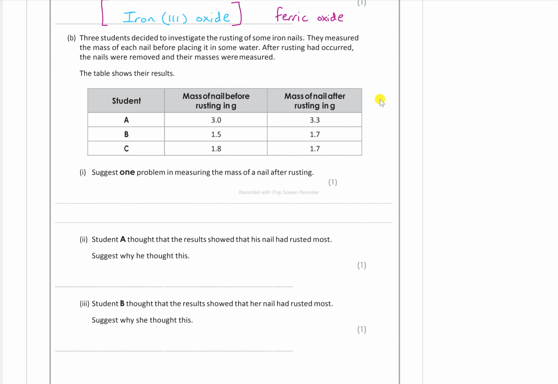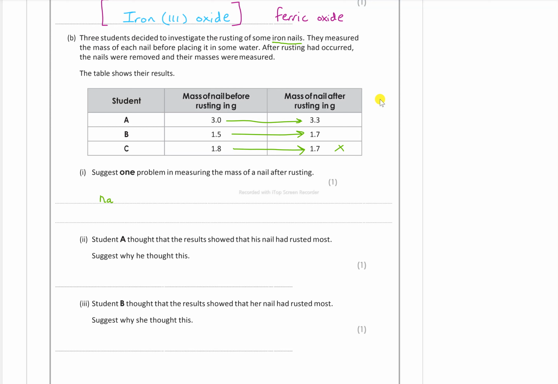So you've got 3 students investigating the rusting of iron nails. They measure the mass of each nail before placing it in some water. After rusting occurred, the nails were removed and their masses were measured. So before it was 3 and it went up to 3.3. 1.5, it went to 1.7. 1.8 and it went down. Okay, that went down.